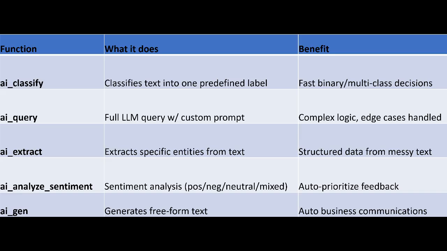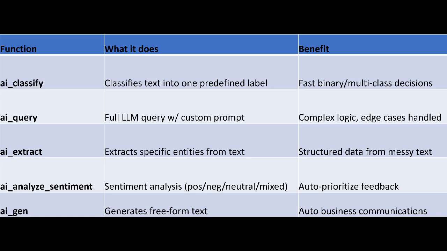to individual LLM calls. AI Query runs full LLM queries with your custom prompts on any data. It handles complex logic and edge cases. You can also use any of the available LLMs on Databricks and even add custom prompts for total flexibility. AI Extract pulls specific entities, names, dates, amounts from unstructured text. You get clean, structured data ready for analysis from messy sources.